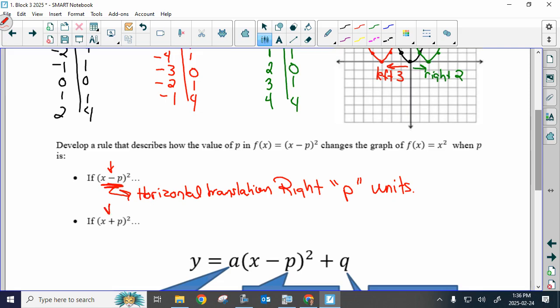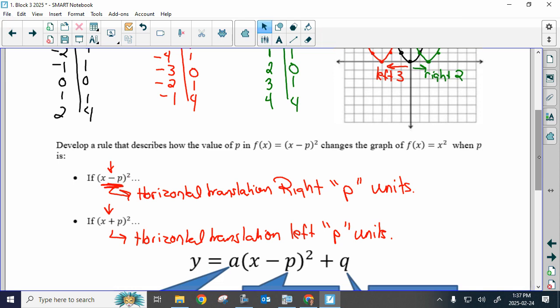If you see an addition sign in the brackets, you would describe it as a horizontal translation left p units. And what that does is it changes the x value of your vertex. It moves it right or left.